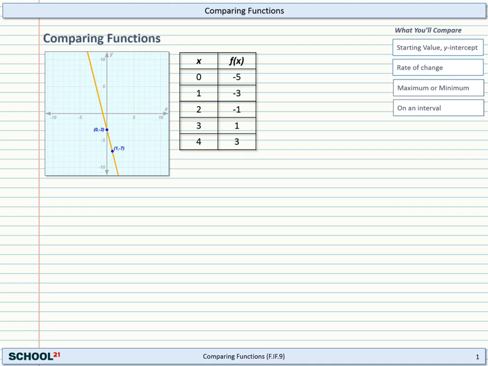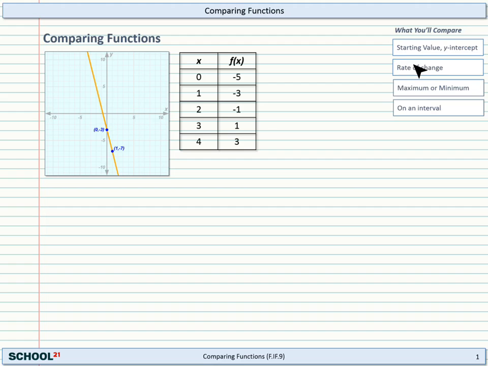Or I should say the y-intercept, because both of these might go on both sides of the y-axis. Which one has the greater y-intercept? Well, here on the graph, you can see the y-intercept is (0, -3). So at 0, the value of this function is -3. Over here, the value at 0 is -5. So the graph function has the greater y-intercept.